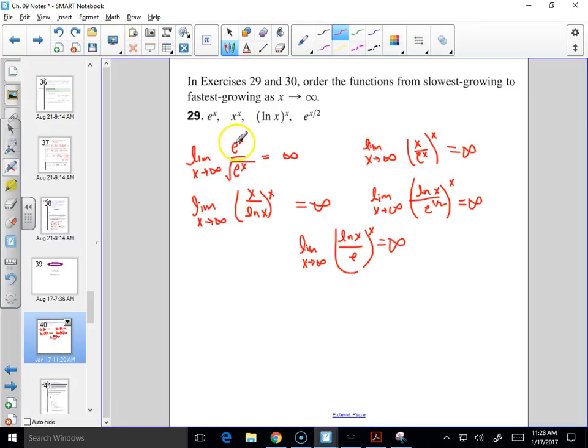Alright, so e to the x is stronger than e to the square root of x. So ln of x is stronger than e to the square root of x. x to the x is stronger than ln of x. So I know that x to the x is stronger than ln. Who is stronger than e to the x? Who is stronger than e to the x over 2? There we go. That should be right.